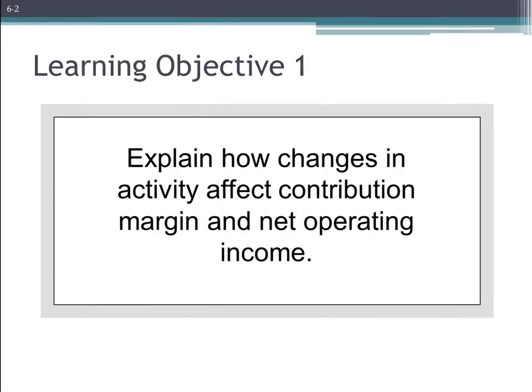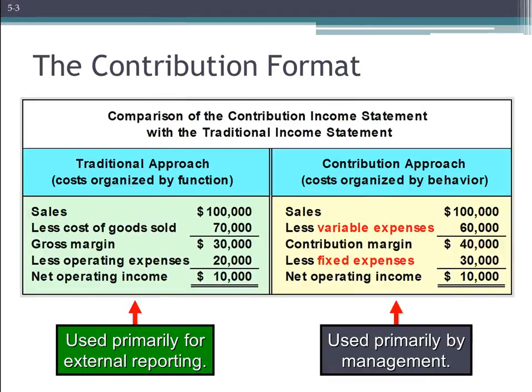So in learning objective 1, we're going to of course, explain how changes in either activity can affect contribution margin and net operating income, which we all know as profit. And first, we want to take a look at that contribution format income statement, which is both introduced to you at the end of Chapter 5, and we're going to spend most of Chapter 6 dealing with the contribution format.